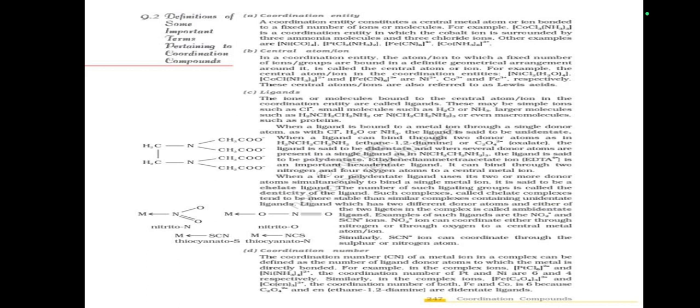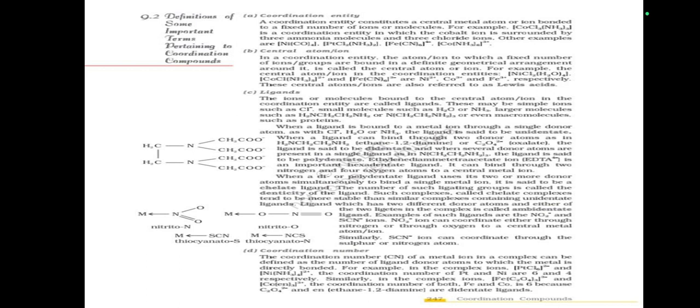Ligands. The ions or molecules bound to the central atom or ion in the coordination entity are called ligands, and these may be simple ions such as Cl-, small molecules such as H2O and NH3, or larger molecules.